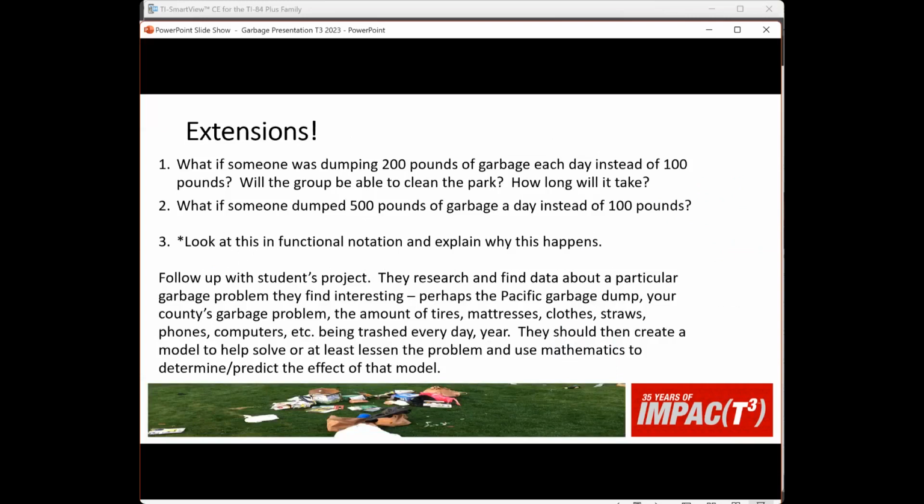And then you could follow up with students' projects. They research it and find data about a particular garbage problem they find interesting. And keep in mind that we assumed a constant amount of garbage each day, whereas that's not totally realistic. If you smooth the data, and you might have, for example, a fine for dumping too much garbage, that might not be too far from the truth. Okay? But there are a whole lot of things that a student could do now to create a similar model.